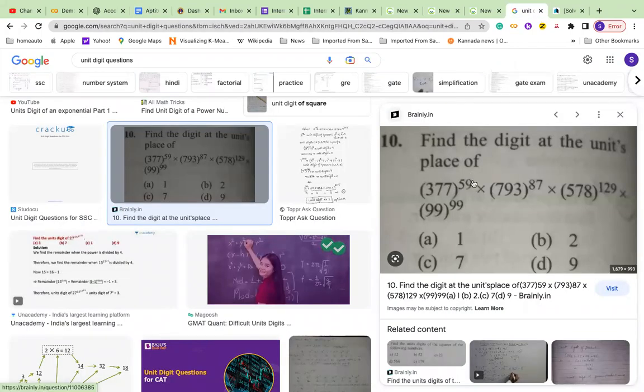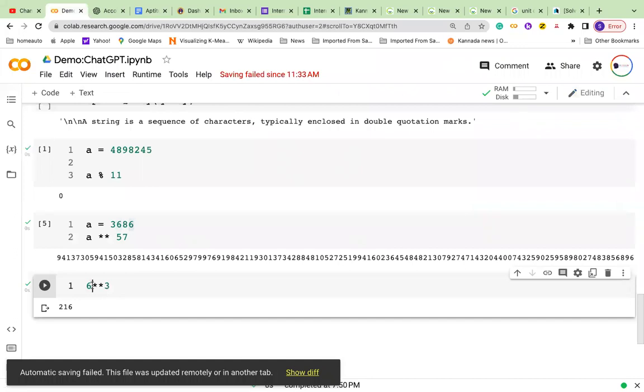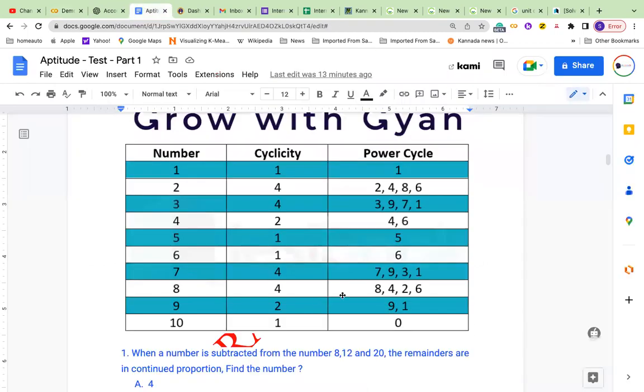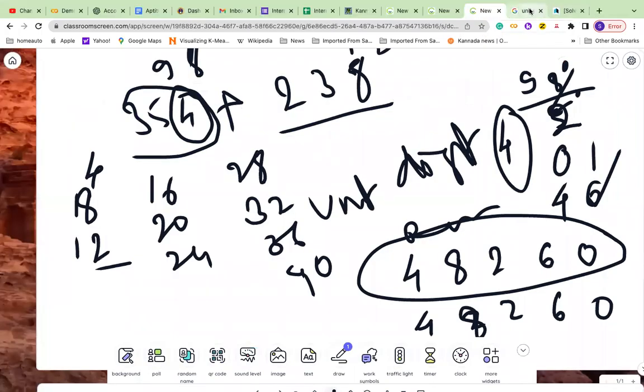7 to the power of 59. Correct? So 59, if you divide by modulus 4, the result is 3. Correct? Yes or no? 59 modulus 4 is what actually? I got 3. So what is a 3 cycle? 7, correct? So 1, 2, 3. So that is how I got 3 here.